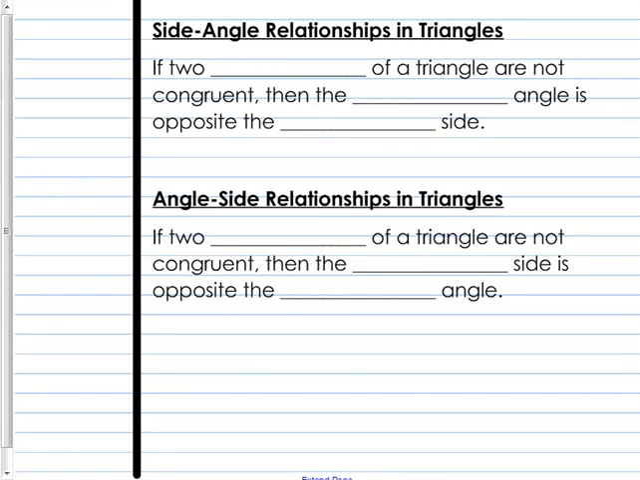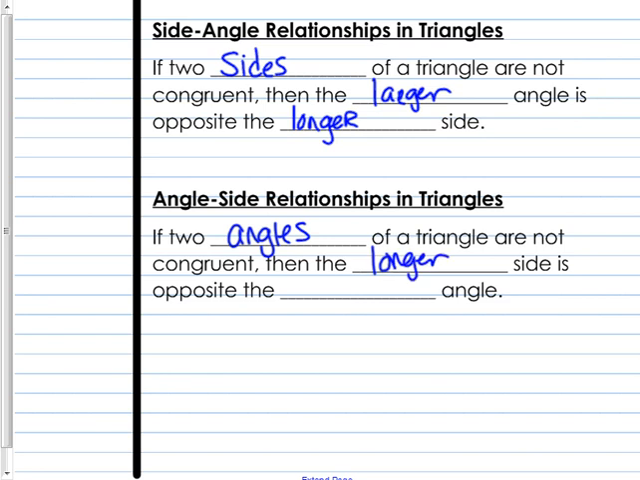Okay. On the back side, if two sides of a triangle are not congruent, then the larger angle is opposite the longer side. And the converse of that, that's the side angle relationships in the triangles. The angle side, so switch it around, angles first, says that if two angles of a triangle are not congruent, then the longer side is opposite the larger angle. And let's see this in practice.